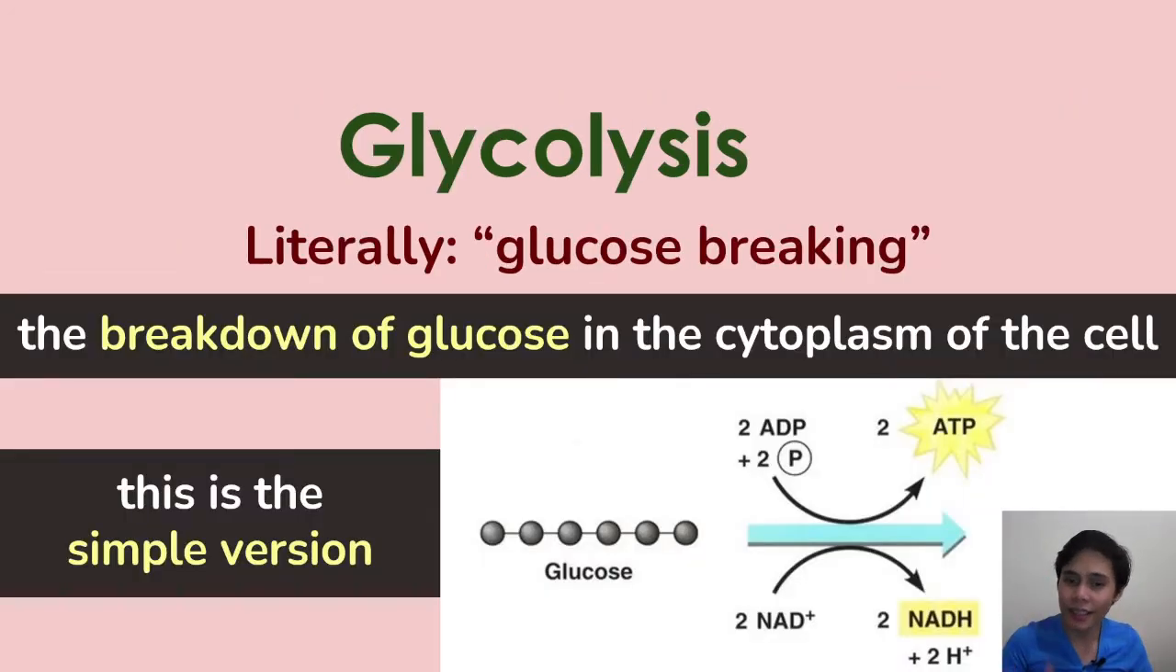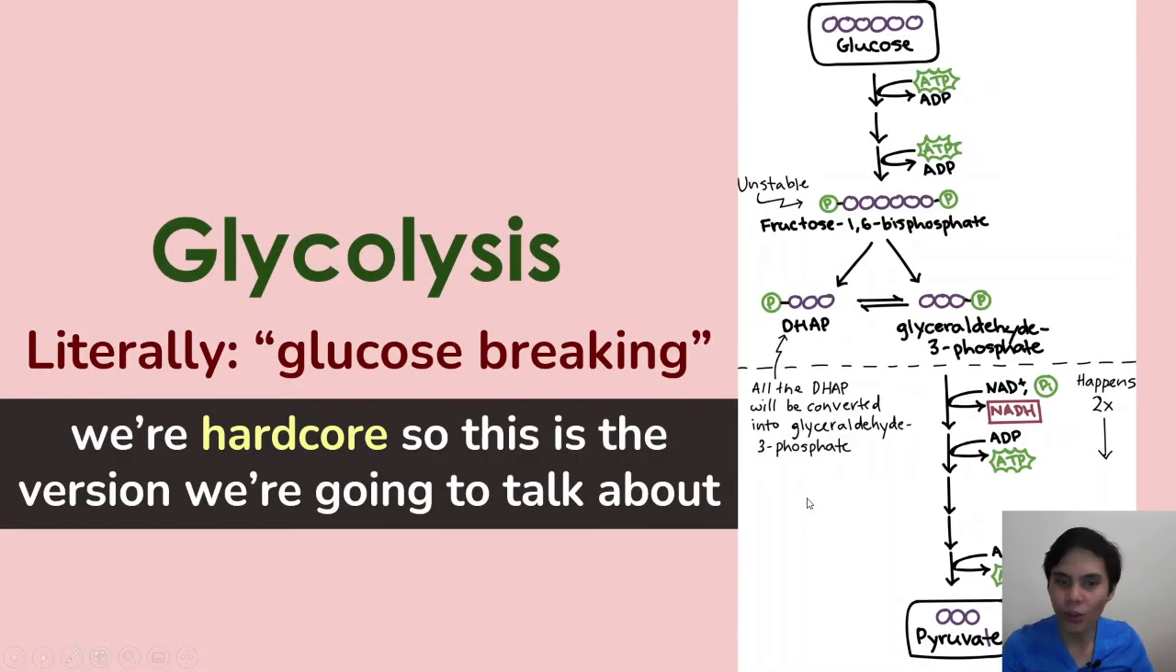So glycolysis, literally glucose breaking, it's the breakdown of glucose in the cytoplasm of the cell. So even though respiration mostly occurs in the mitochondrion, it begins outside the mitochondrion. So the simple version is that the glucose gets broken down into pyruvate or pyruvic acid. So over here. But of course, we're hardcore. So this is what we're gonna talk about.